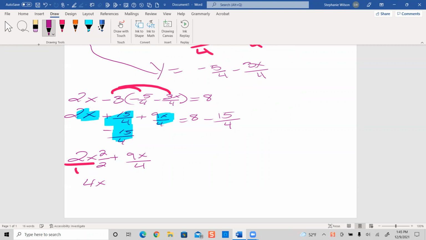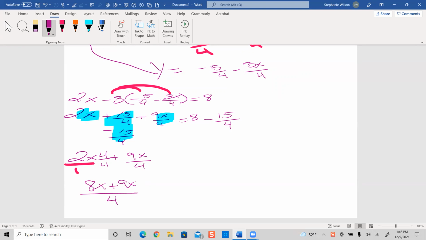Now I got 4x over 2. I wrote it down wrong. So let's correct that. We're not going to multiply it by 2 because we want 4 in the denominator. So we're going to multiply by 4. So I got 8x over 4 plus 9x over 4. We could write this all over the same common denominator instead of writing it like this. It's your choice. It's whatever is easier for you. So I got 8x plus 9x all over 4.